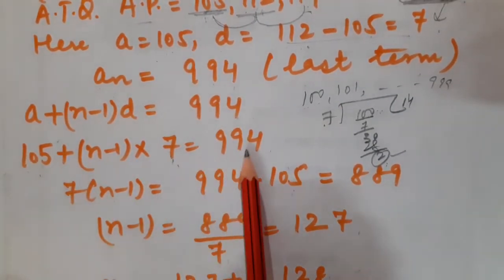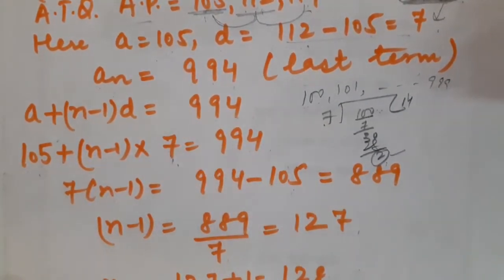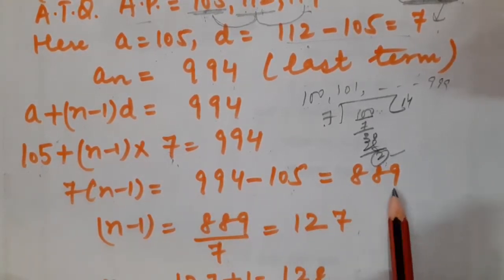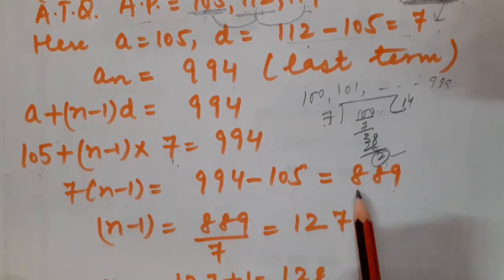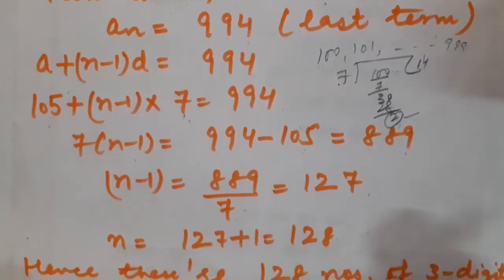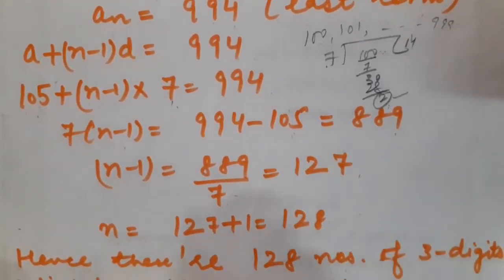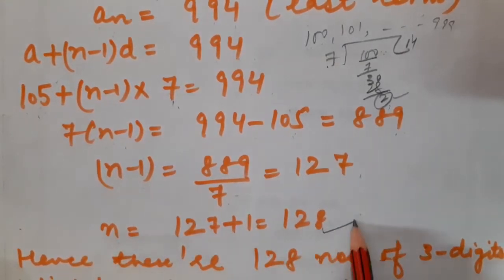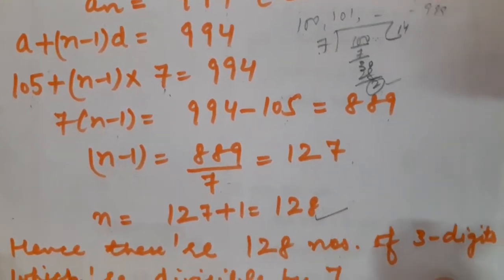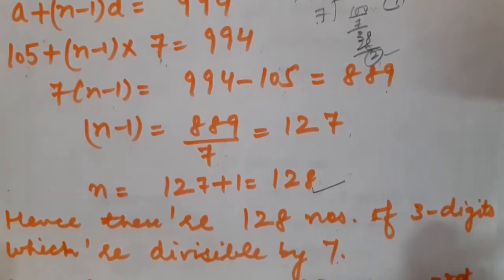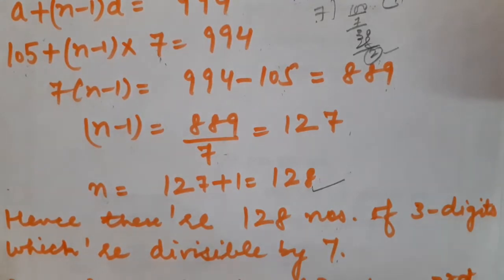First of all, taking 105 to the right hand side, after subtracting I will get 889. 7 into (n minus 1) is equal to 889. So n minus 1 is equal to 889 upon 7, that is 127 after cancelling. So if n minus 1 is equal to 127, n will of course be 128. Hence there are 128 three-digit numbers which are exactly divisible by 7.